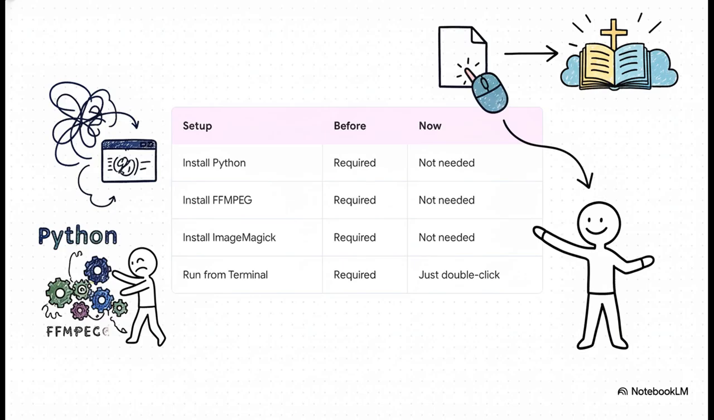I mean, just look at this comparison. It's night and day. Before, you practically had to be a developer. You had to install Python, FFmpeg, all these other things, and run it from a command line. Now, no installation, nothing. You just double-click one file. The entire process went from being for techies to being for absolutely everyone.